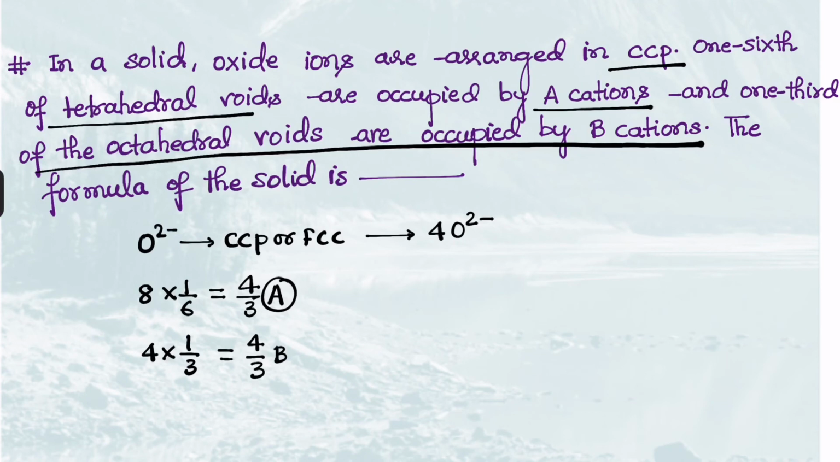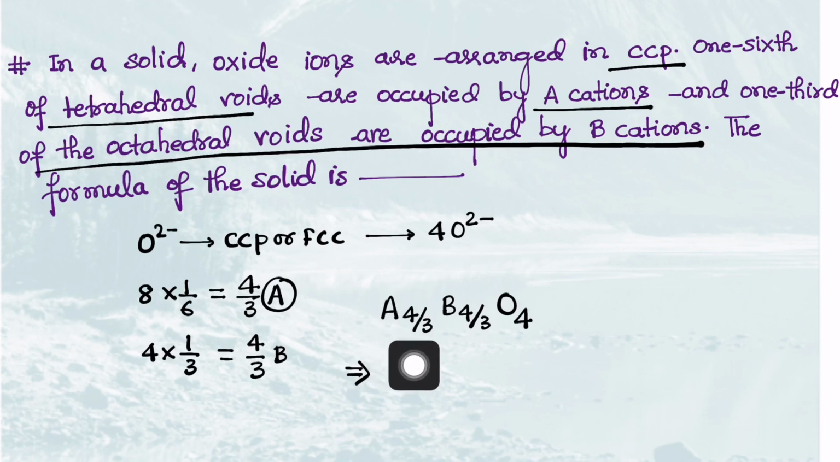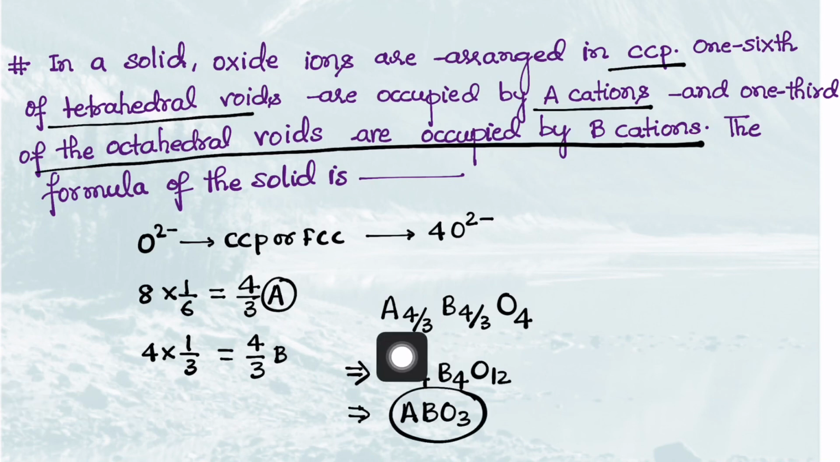Now what will be the formula? So A is 4 by 3, B is 4 by 3, and oxygen, that is oxide, is 4. Now we have to convert this into simple whole numbers. So we will multiply with 3. So it will be A4, B4, O12. And then we can take 4 common and we will get ABO3. So this is the formula for this solid oxide.